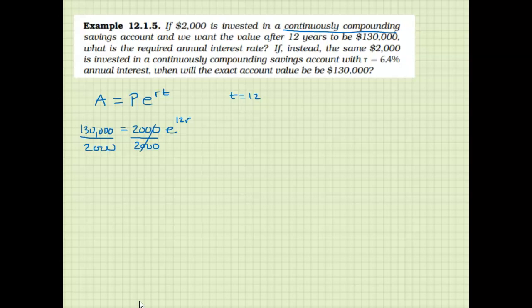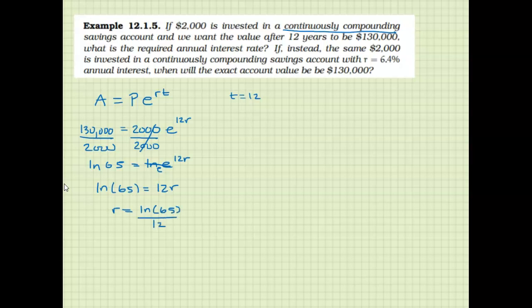So this cancels out. 130,000 divided by 2,000 is 65, which equals e to the 12r. We take the natural log of both sides. The natural log has base e, which means that when you take the natural log of an exponential with base e, it cancels it completely. So we have log of 65 equals 12r. R is going to be log of 65 divided by 12.